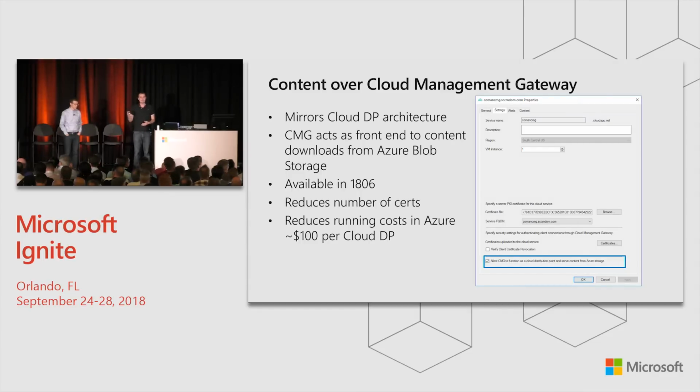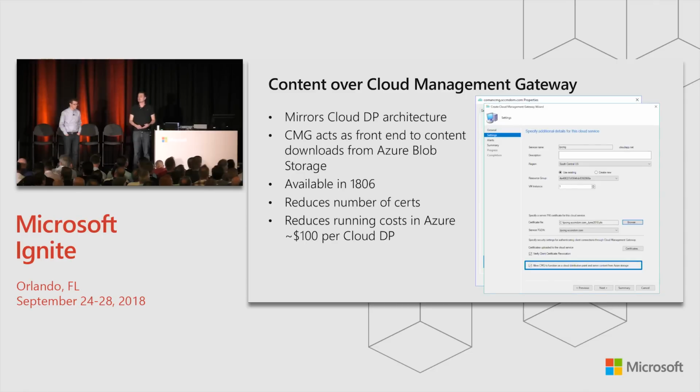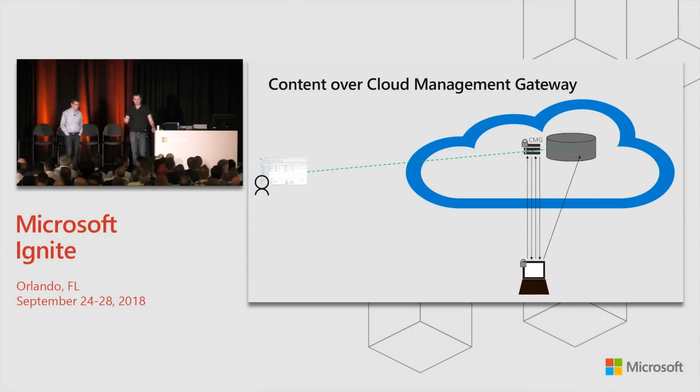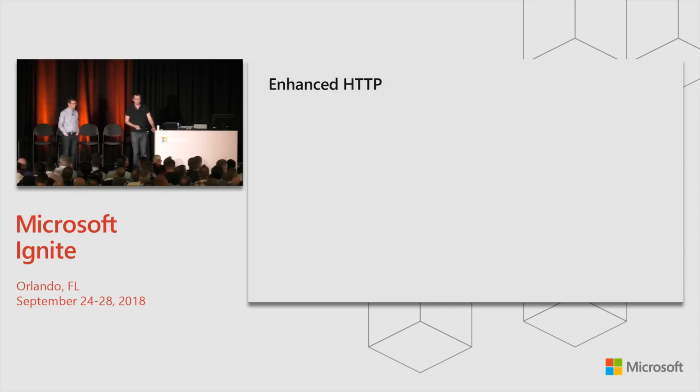Relatively easy to implement. If you already have a CMG today, you can go into the properties of that Cloud Management Gateway, tick the box, and we'll go and provision that Cloud Management Gateway as a cloud distribution point. Equally, if you've not got the CMG and you want to deploy one, it's just another tick box on the deployment wizard. So as you can see, the architecture is the same. The content is coming from the Azure Blob Storage directly.